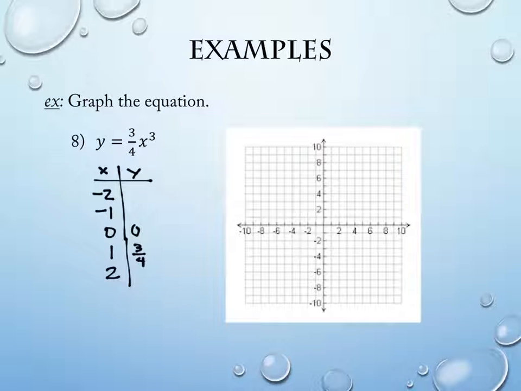So let's take a look at what happens when I plug in 2. Remember, we don't multiply first, right? We cube first, powers first. What is 2 cubed? 8. So what is 3/4 times 8? It's 6. This 4 reduces with the 8 to give me a 2, and 3 times 2 is 6.